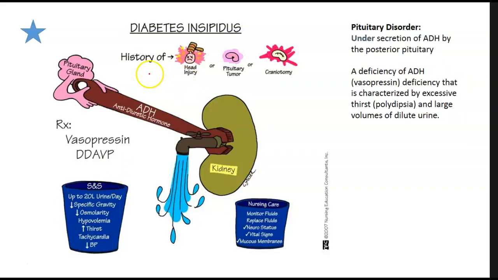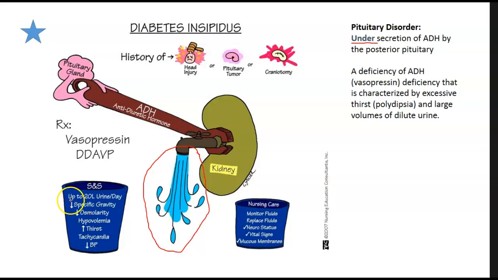Diabetes insipidus. This could be a history of head injury, pituitary tumor, or injury from a craniotomy. This is basically when there is an undersecretion of ADH from the posterior pituitary. Remember, like I said, the posterior pituitary is going to involve everything with ADH. So the problem is antidiuretic hormone. Basically, this is what regulates some of the fluid in the body. And so if your body is not producing this, this is what's happening. You are losing copious amounts of fluid.